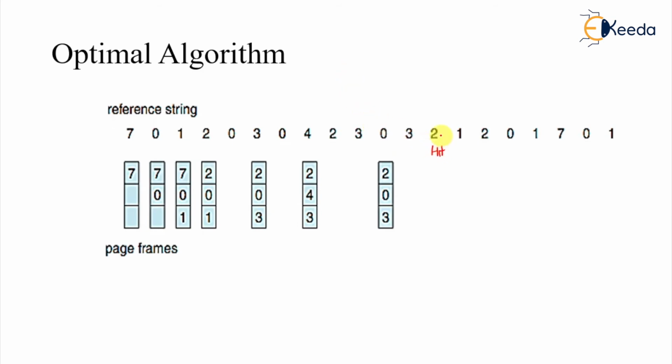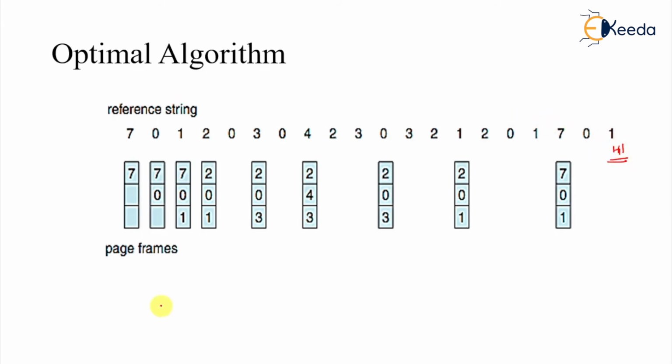Then 1. Among them, 2 and 0 are used soon, and 3 is not used for the longest period of time. So for 1 we are going to replace 3. Okay, and now we have a total of 8 page faults. Then 2 is a hit, 0 is a hit, 1 is a hit, and then 7. The next 3 instances are hits. Then we have a hit, and then another hit. Finally we got the 7, and in this case it will be the 9th page fault. Then 0 and 1 will be hits, and the last one will also be a hit.